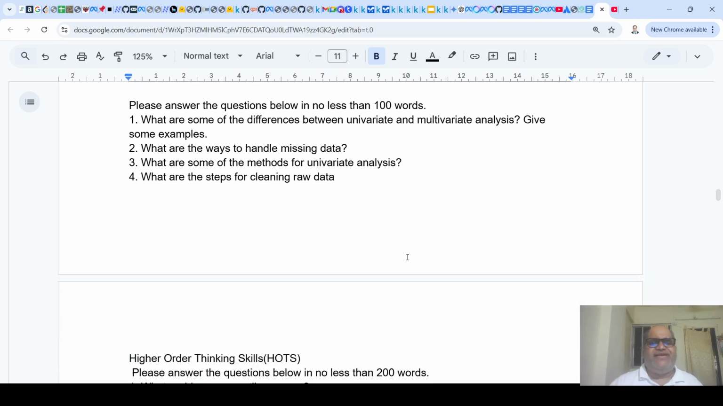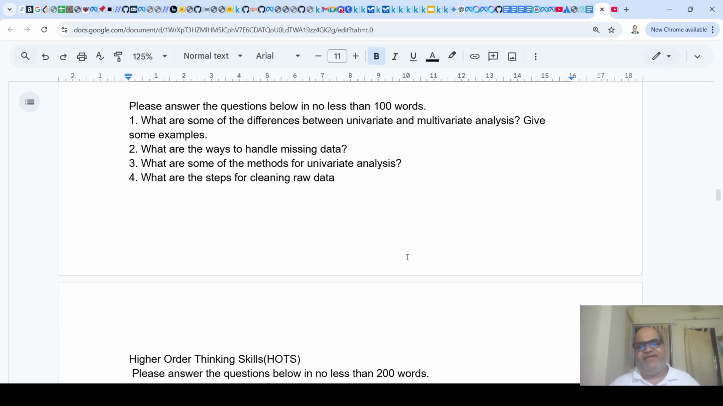Then some questions require you to describe in, say, at least more than 100 words, right? So here it is talking about the difference between univariate and multivariate. Give some examples. So you can define what univariate is, what multivariate is, then talk about box plot, histogram, scatter plot, pair plot, whatever we talked about, right?